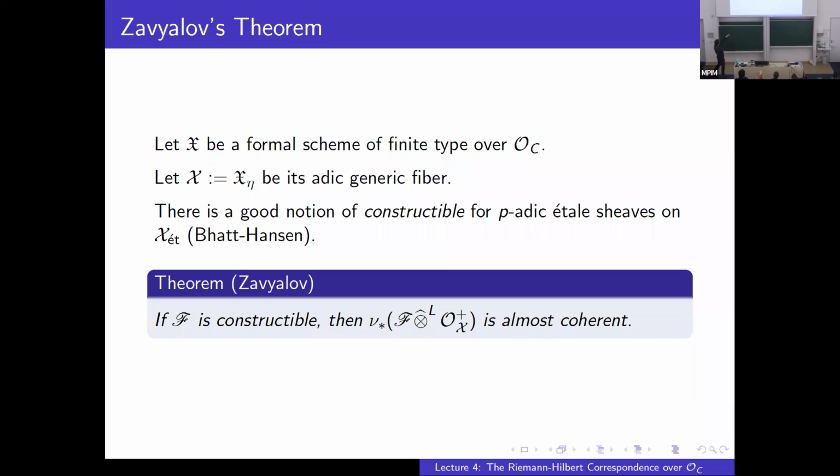What kind of constructibility? It's true more generally if something is just... Sorry, what are you asking? What's their definition in the rigid case, or are you worried about openness? Yeah, I'm worried about openness. So constructible means there's a Zariski stratification of the rigid space such that it's locally constant on each stratum.